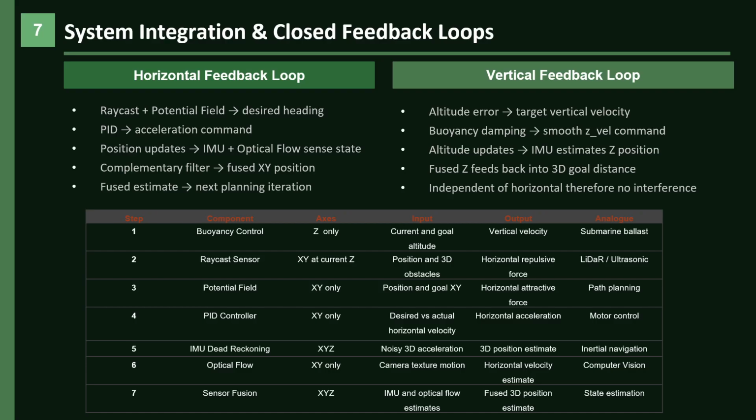For my vertical loop, any altitude error is used to set the target vertical velocity, which is then used as part of the buoyancy damping, which smooths the command and allows the altitude to update. This is useful for the IMU because the IMU then estimates the Z position. This is all then fed back so that the 3D goal distance can be determined.